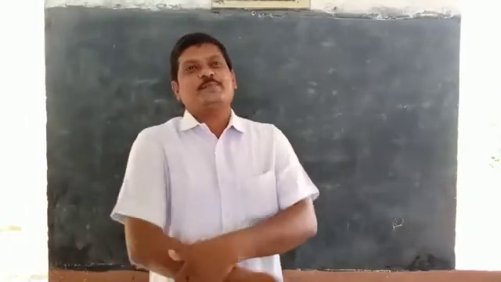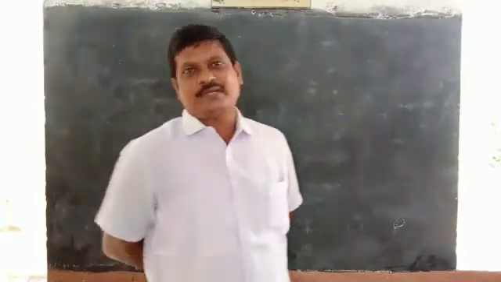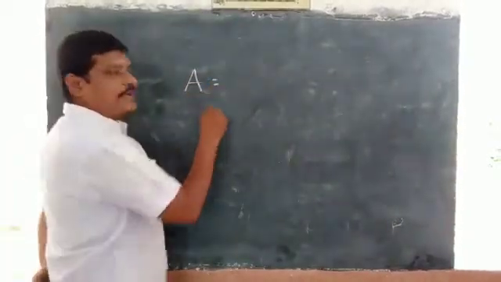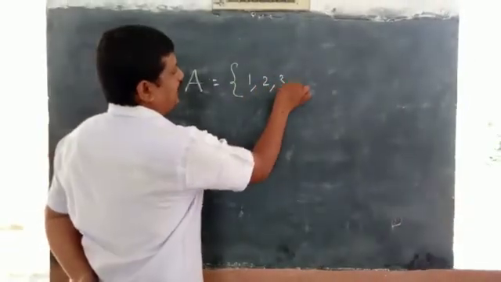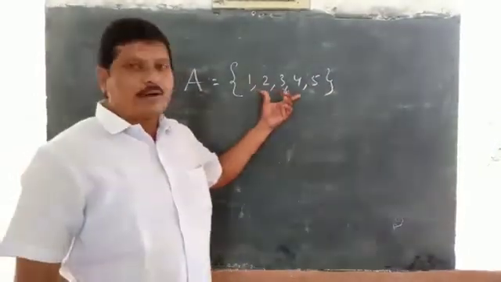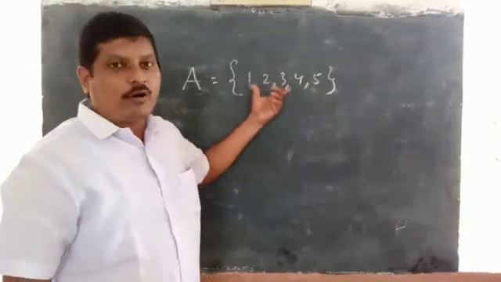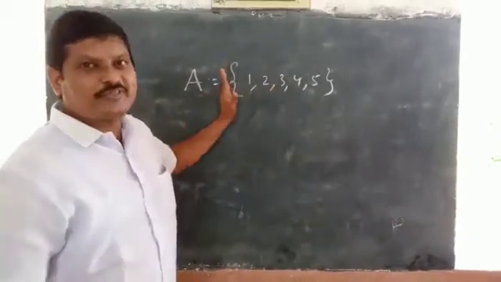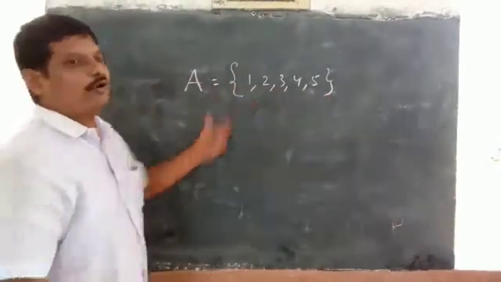10th class. So, we are discussing a new chapter. Let us discuss. A equals set of 1, 2, 3, 4, 5. These numerical numbers are called elements. These well-defined elements, closed with a brace or flower bracket or curly bracket, are called a set.